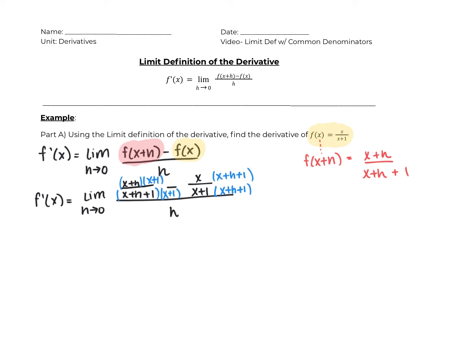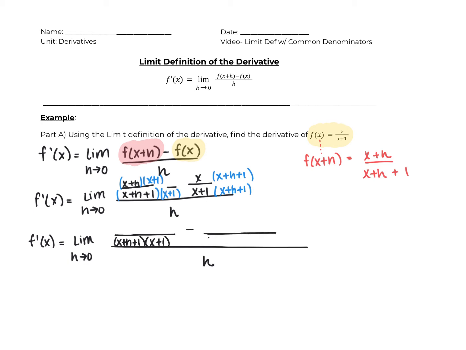So let's rewrite what we have so far. We have our derivative, f prime of x, is equal to the limit as h approaches 0 of, I'm just going to make this a little bit bigger, this times this all over this. So I can write x plus h plus 1 times x plus 1 minus, same denominator again, x plus h plus 1 times x plus 1.